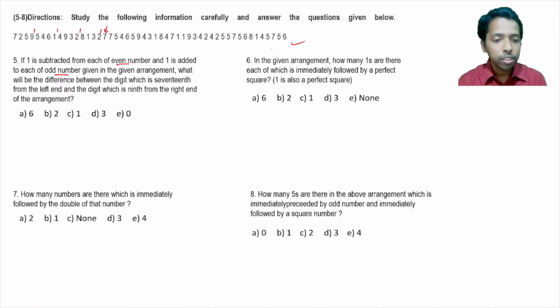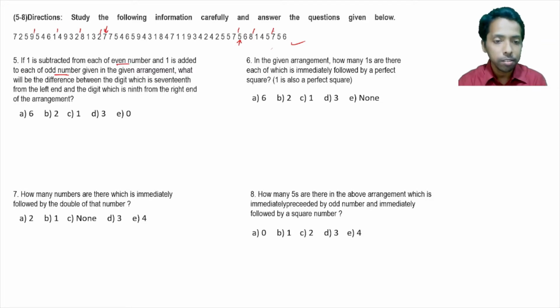And the digit which is ninth from the right end of the arrangement. Ninth from right, that means here is 3. You can just grouping it like this, 3, 3 and 3. That means this is the number for us. So 5 and here it's 7. Now try to implement this particular statement. 1 is subtracted from each even number and 1 is added to each odd number.